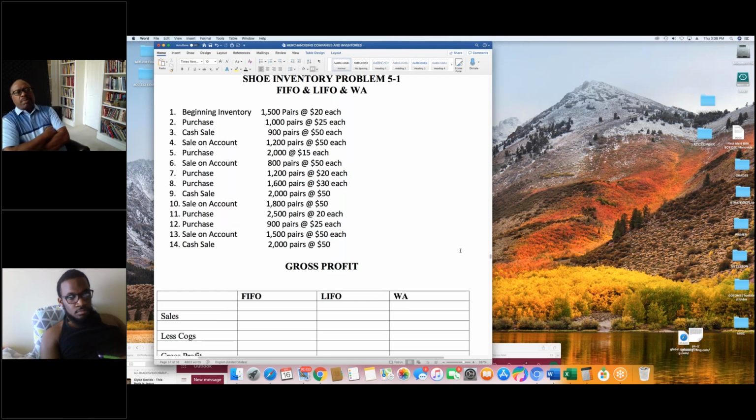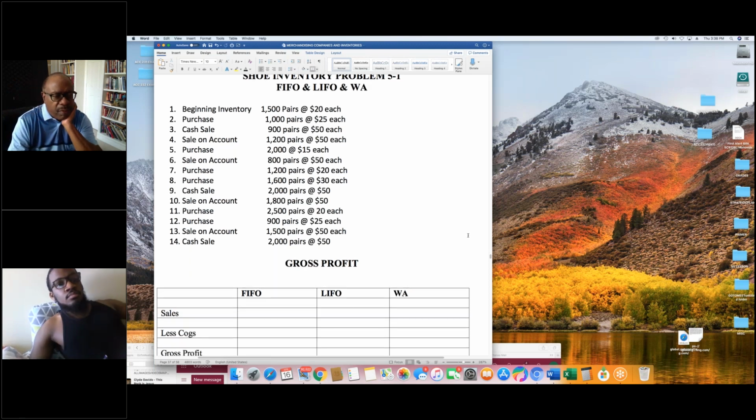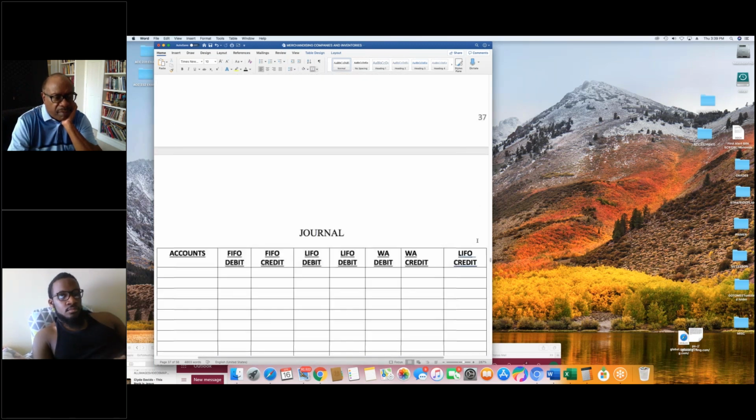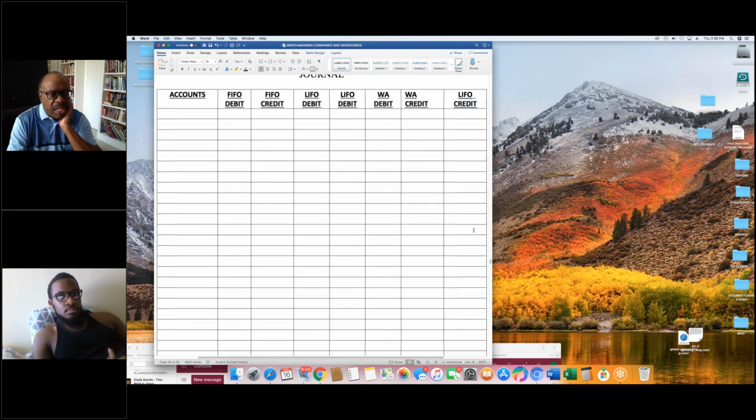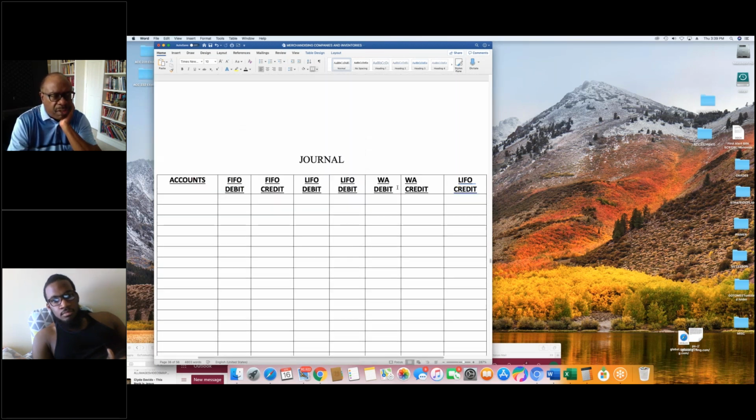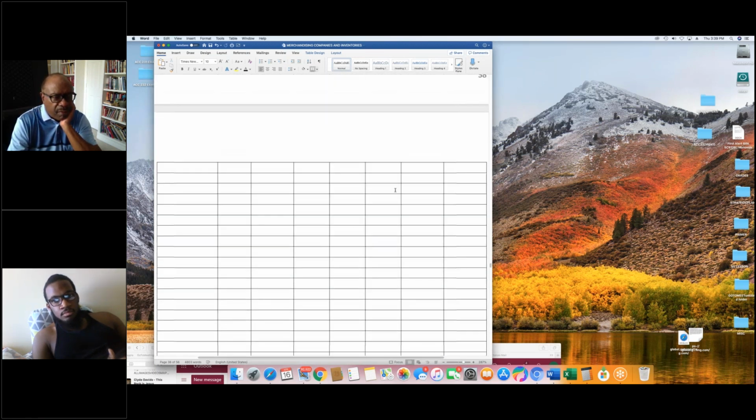This is a practice problem where we put everything together. Turn it in, then we'll go over it next time. Format of how that journal needs to look.